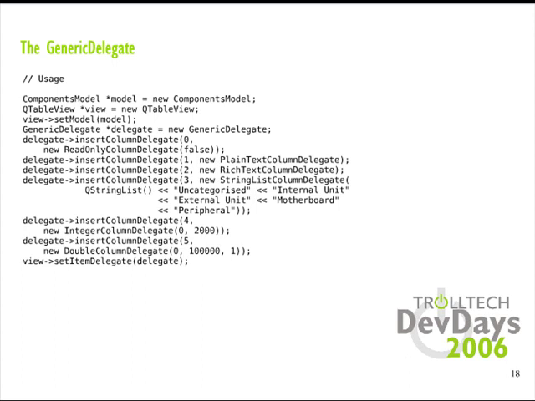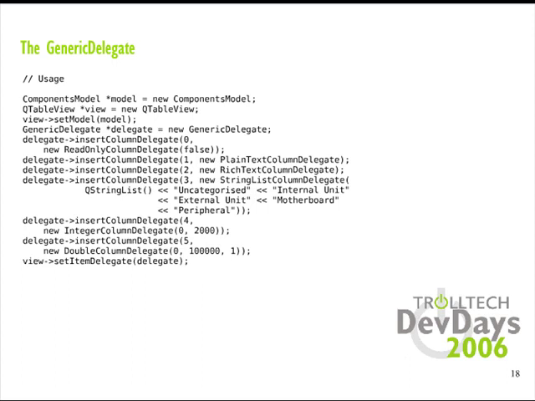First, I'm going to show you the usage. We create a custom model, as always. We use a standard Qt view, as is very common, and we set the model on the view. The next line, we create the generic delegate, and that will be the same every time. What's different is how you insert the columns.